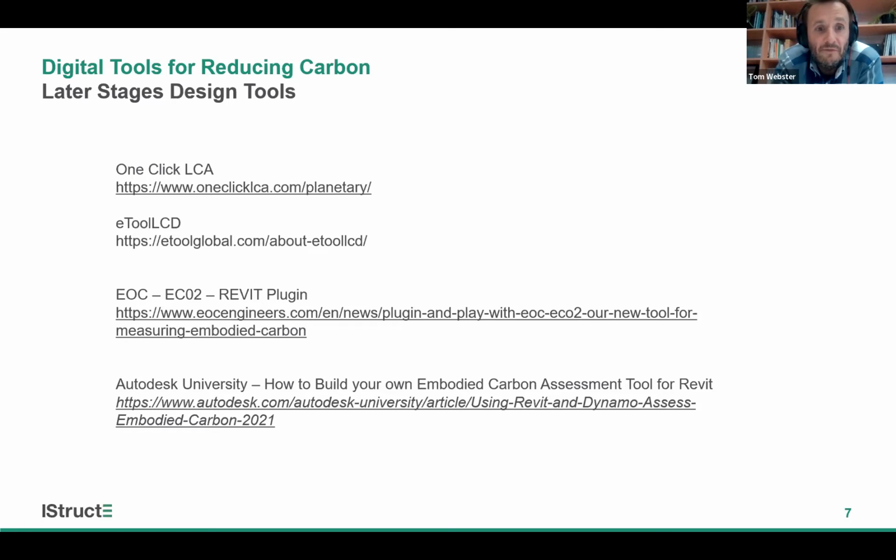And then just at the bottom, for those who may not necessarily want to use proprietary tools that have been developed by other engineering practices and want to do it themselves, then the Autodesk University has put together a kind of guide on how to build your own carbon assessment tool for Revit, which predominantly uses Dynamo. And for those who understand a little bit about digital workflows and digital design, Dynamo to Revit is the same as Grasshopper into Rhino.